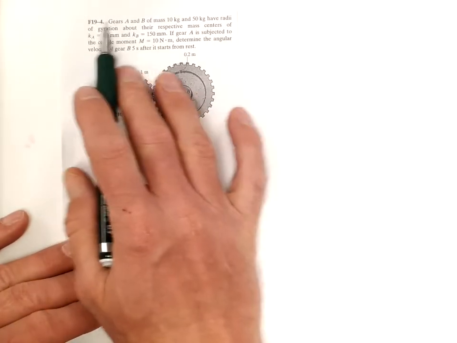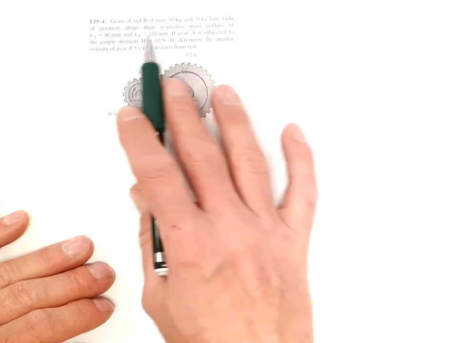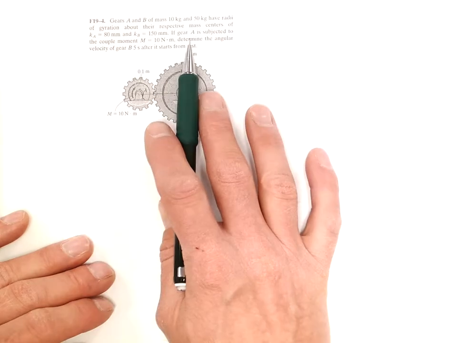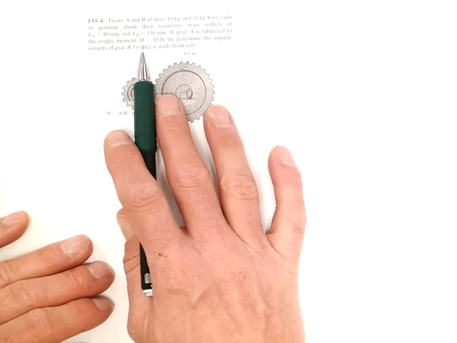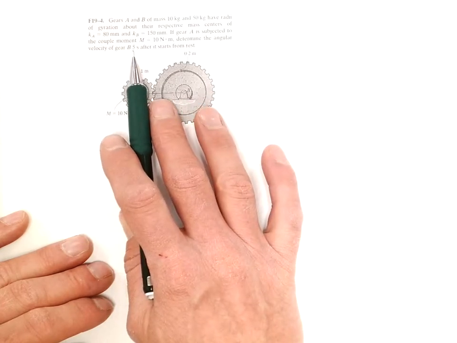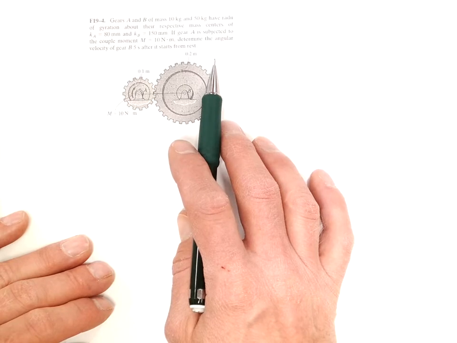Problem F19-4: gears A and B, of mass 10 and 50 kilograms, have radii of gyration about their centers of 80 and 150 millimeters. If gear A is subjected to a couple moment M of 10 N·m, determine the angular velocity of gear B after 5 seconds. It starts from rest.